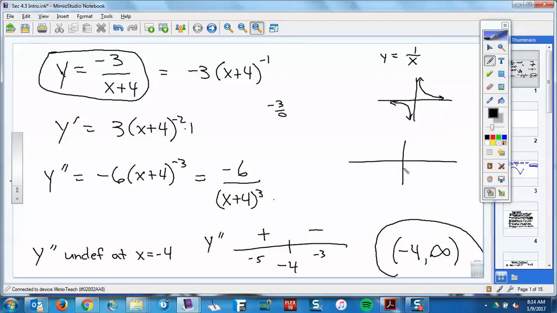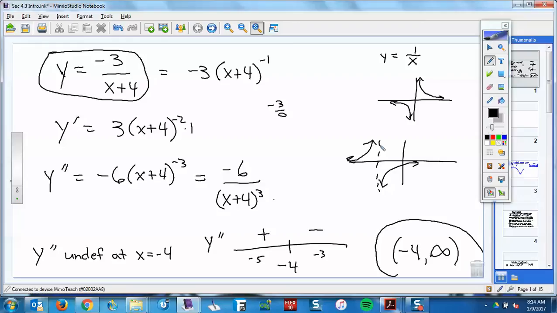So right away, just with shifts and everything else, I knew this had -4 as a vertical asymptote. And this is going to come up and do this. And this is going to come down and do this right here. And remember we talked about high powers dominate. We talked about x goes to infinity. We talked about horizontal asymptotes.